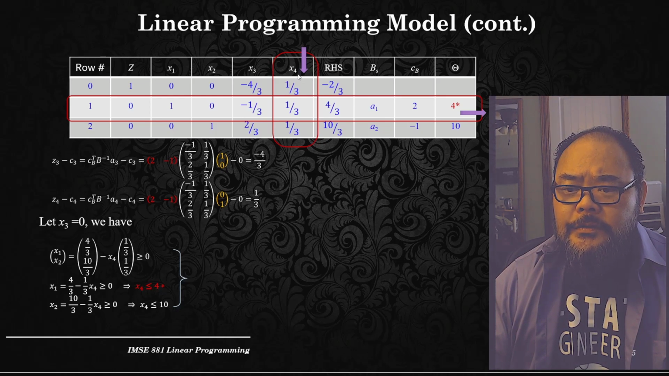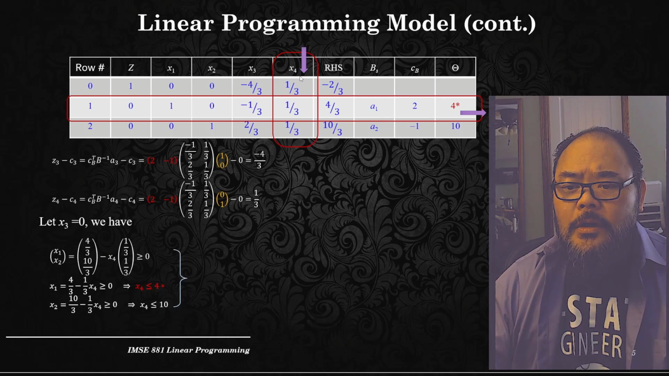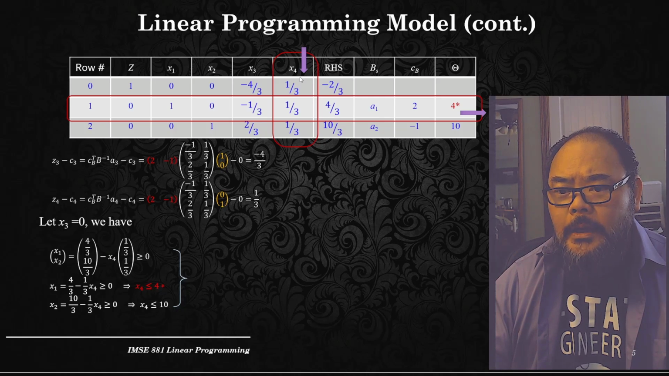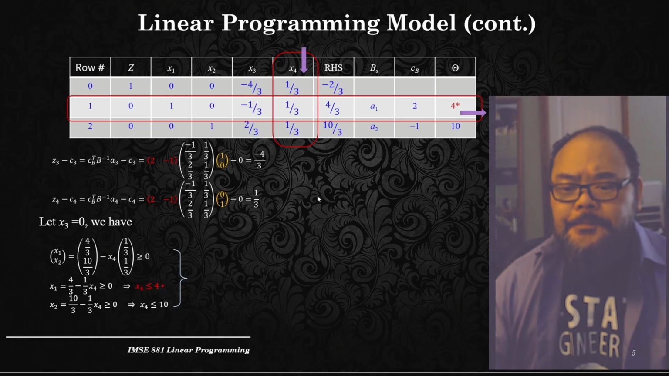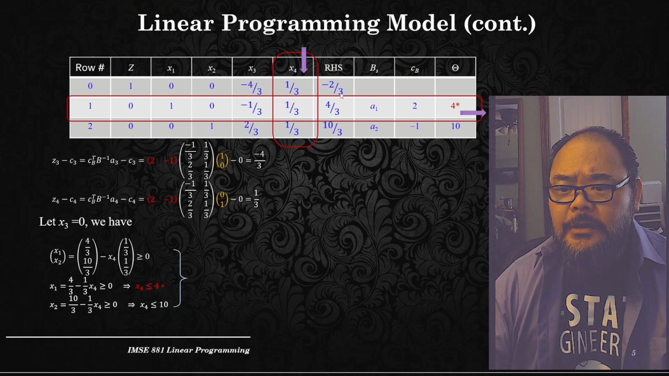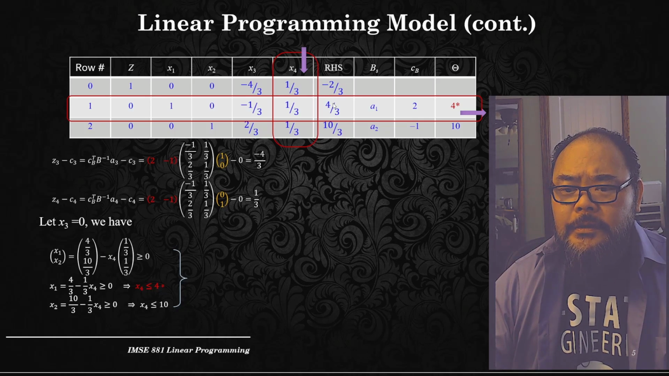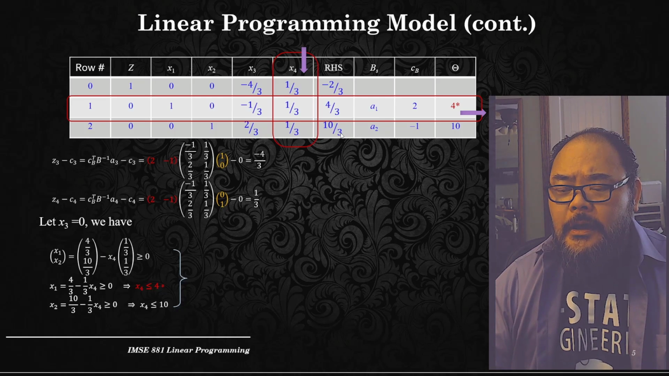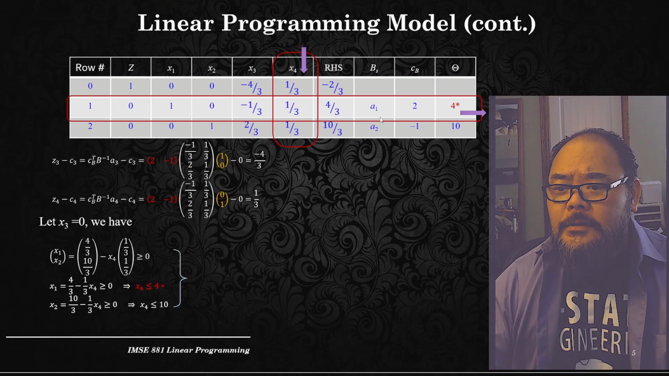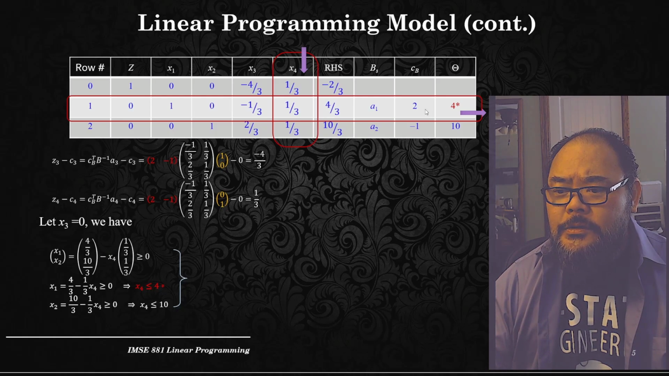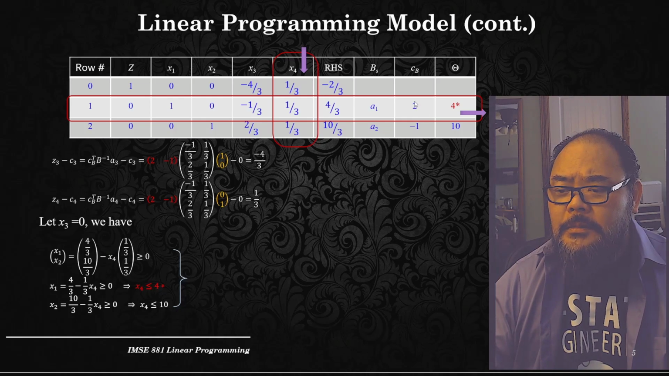Every unit of x4 increase from 0 to 1 is improving the objective function by negative 1 third. And the current objective function is negative 2 third. The current solution for x1 is 4 third, and the current solution for x2 is 10 third. Okay, and this is the corresponding cost coefficient column, and we can do the minimum ratio test.